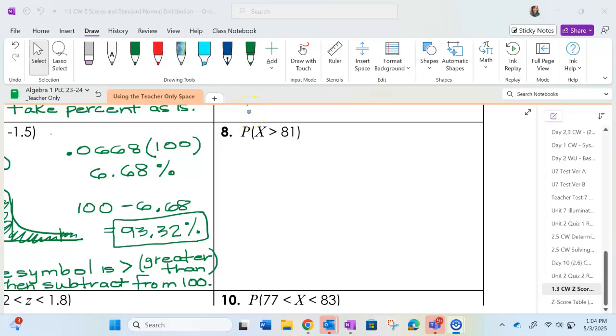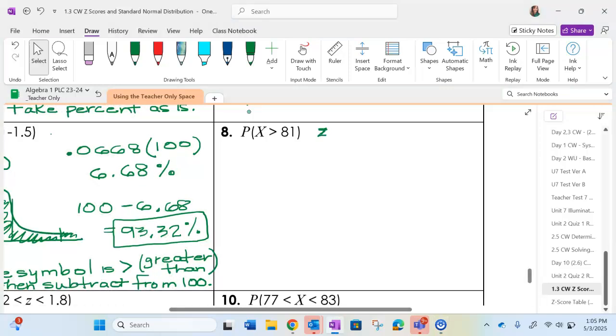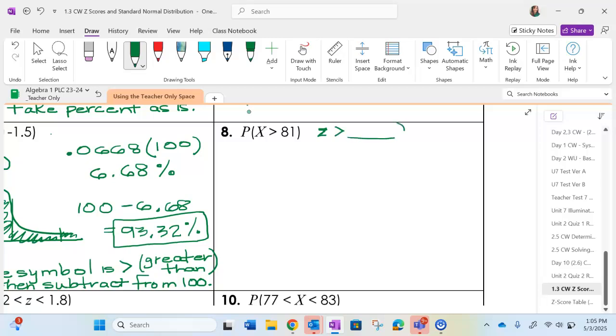All right, this is Unit 1 Statistics, Day 5. This is, I think, Part 3. So, I need to know the probability or the percent when my x or my data value is greater than 81. Before I can figure this out, I need to find my z-score. We need to find our z-score that is greater than something. I don't know what it's going to be yet.